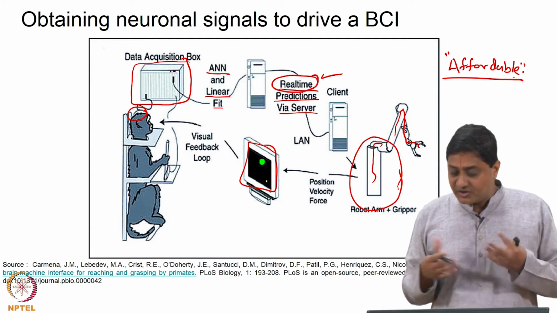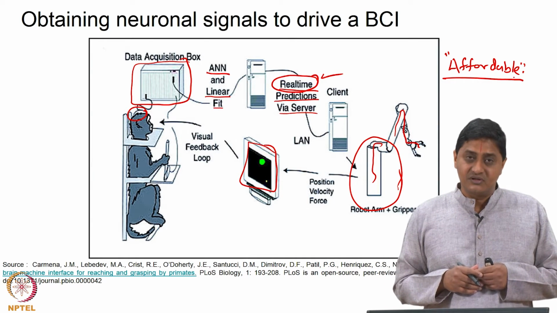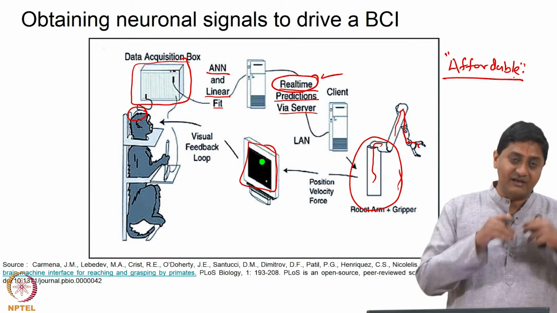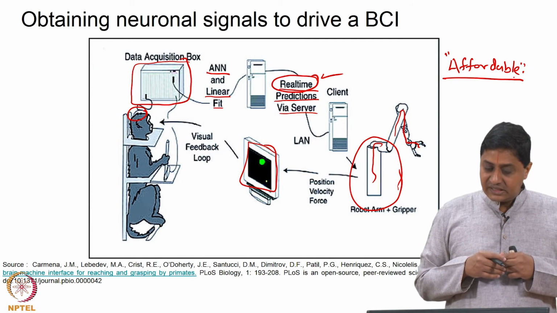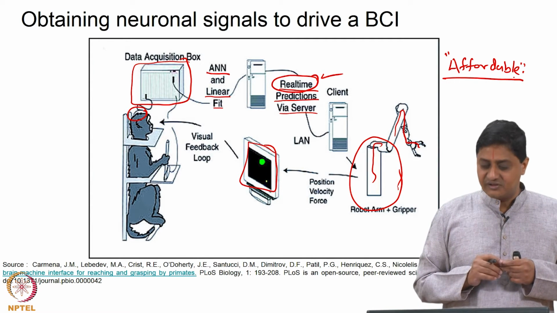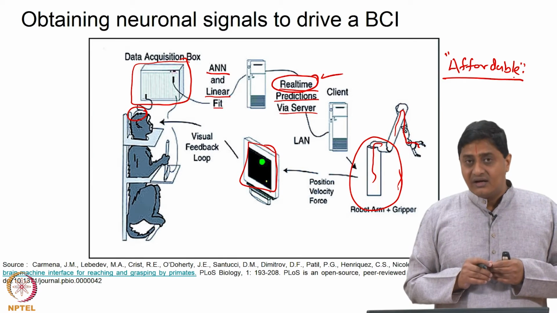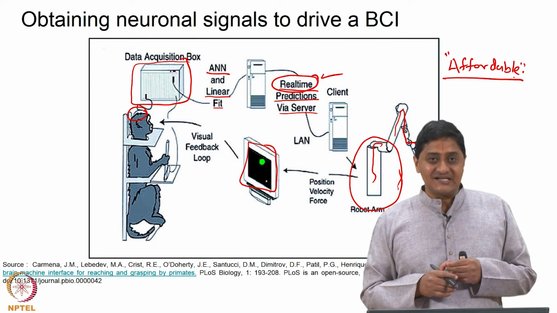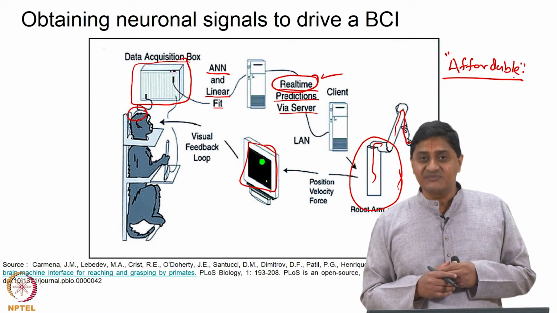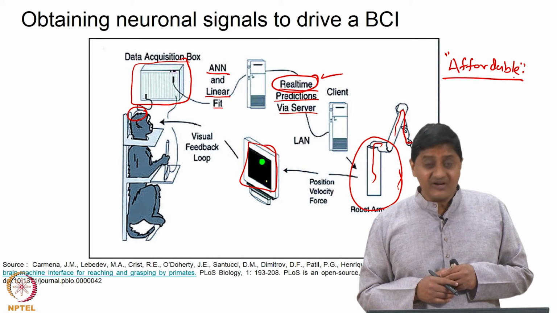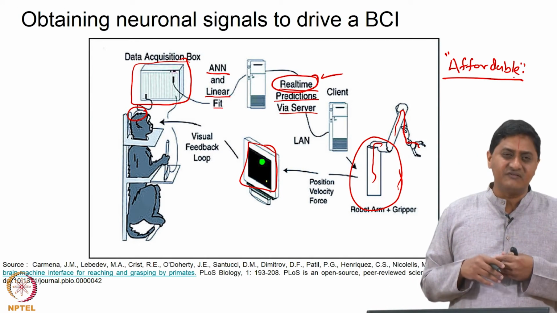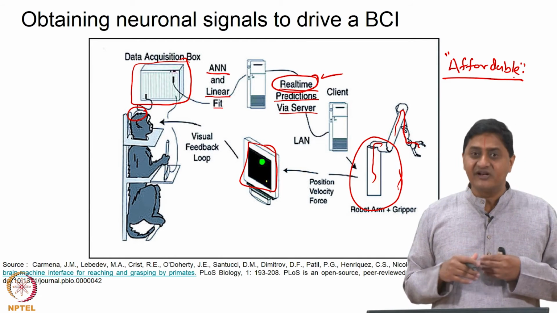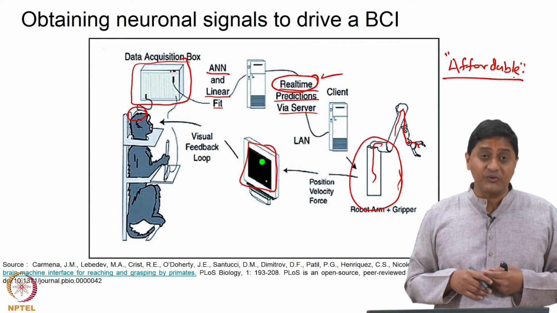So, it should not be so difficult that nobody wants to use it, nor should it be too simple that it has no practical application. So, that trade off, that sweet spot is difficult to achieve. That is the reason why there is less commercial success of these systems when compared with, for example, cochlear implants. Cochlear implants are relatively successful commercially when compared with say movement prosthesis.